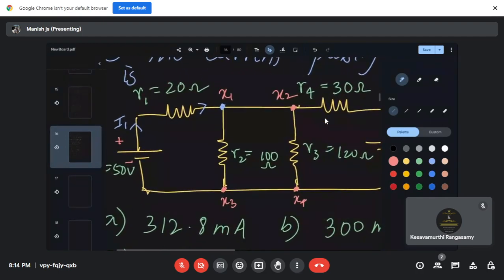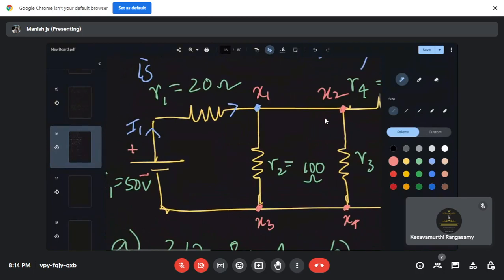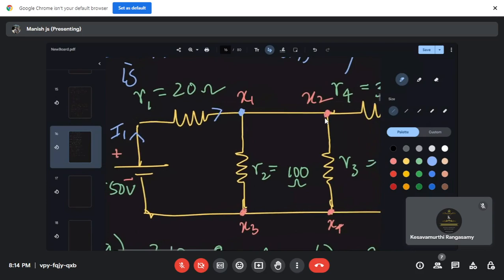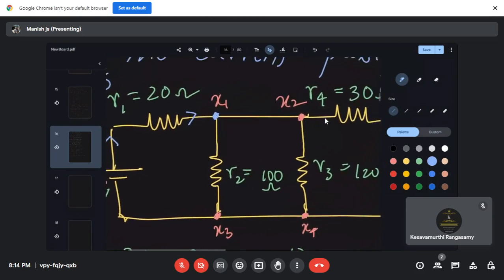So I1 is there. Fine. So that we have marked. I1 is entering node X1. Now between X1 and X2, actually you don't have any components. So technically speaking, X1 and X2 nodes can also be combined because you don't have any other component in between. So you don't need to have a gap there. That can be joined. X1 and X2 can be joined. Same way X2, X3 and X4 also you can join.